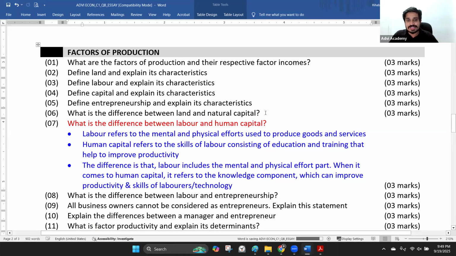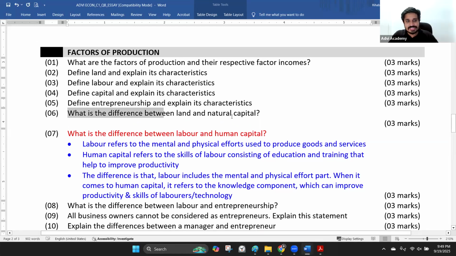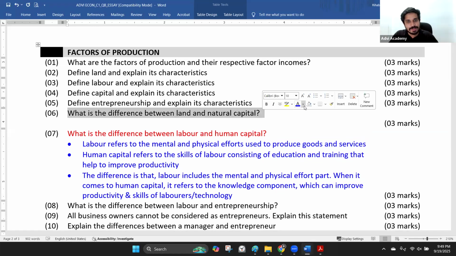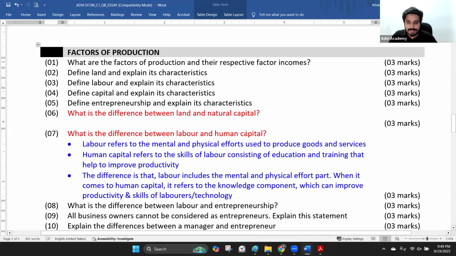A wage question is this one. What is the difference between land and natural capital? The memorize-and-vomit method, you know what that is, right?